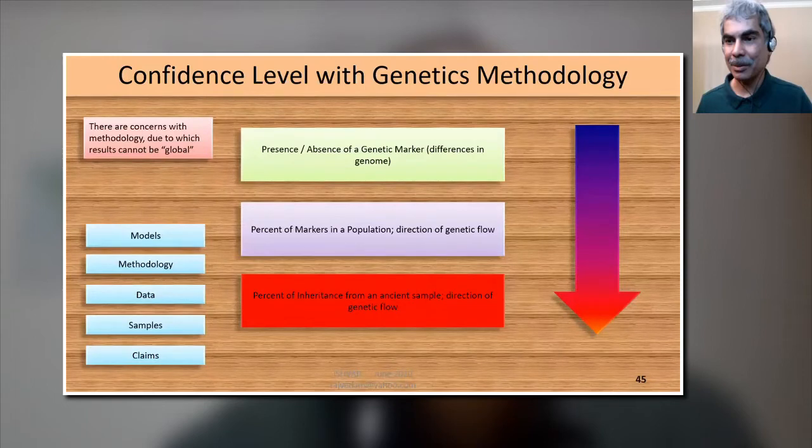Finally, people say that this population over here inherited from that ancient population in that part of the world, so much of RNA or whatever came from there to India, direction of flow, and so on and so forth. I have major problems with that. I've shown that as a downward arrow and red link over here. So I'm saying the concerns with methodology and results cannot be global. You have to study the models, methodology, data, samples, claims before you admit these things.